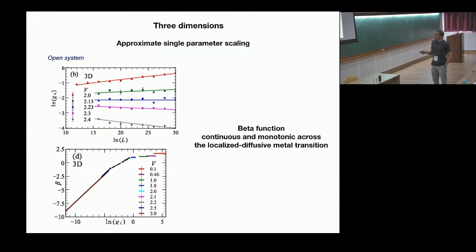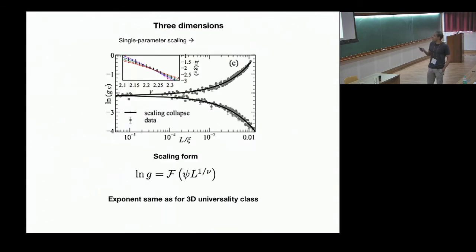If you look at beta as a function of G, as opposed to one dimension and two dimensions, here it looks like you actually do have single parameter scaling, which holds reasonably well, meaning that you don't see any violation of single parameter scaling at the critical point. These gaps here are just because of what kind of system sizes we can go to and what values of G are allowed, so they are not really indicative of any violation. So it looks like you have a reasonably smooth beta as a function of G across this localized to diffusive transition.